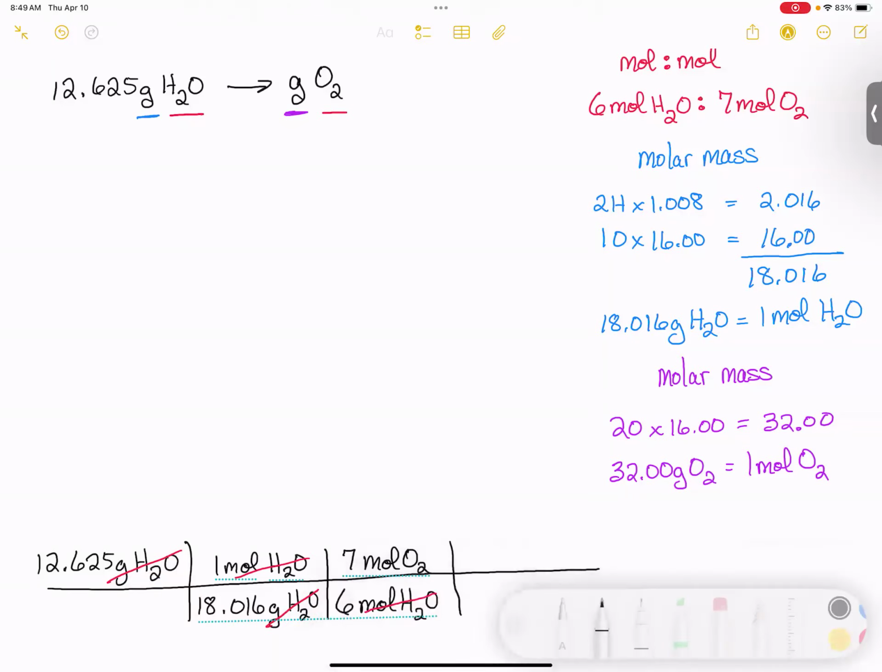Now we have grams of oxygen and we're ready to do our mathematics. And when you key this into the calculator, you get a value of 26.1619 grams of oxygen.